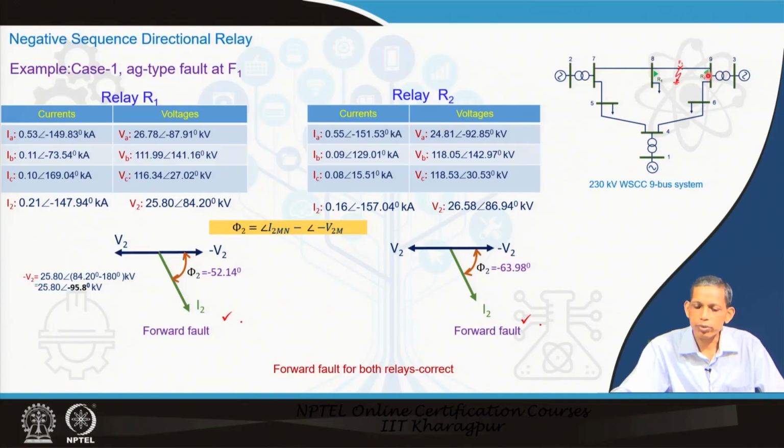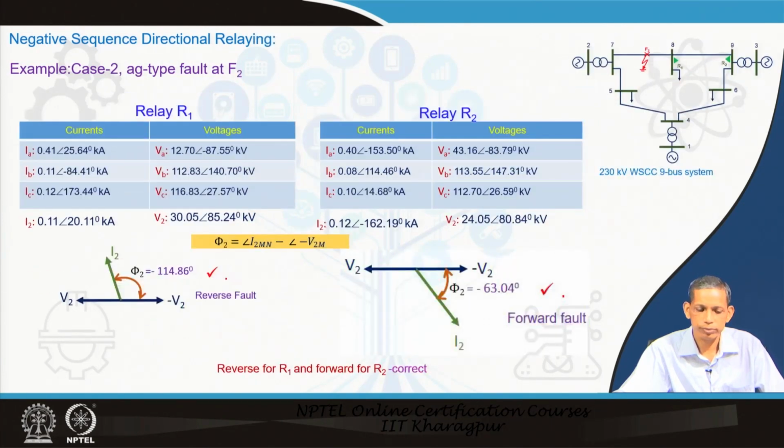Similarly, using this R2 data current set, we got the negative sequence current at the relay. Similarly, for the voltage set we get the negative sequence voltage. This negative sequence voltage has to be negated again like what you did for this minus 180 degree case, and then we compute the corresponding phi 2 based on this I2 and minus of V2 angle, and we got the corresponding phi 2 to be minus 63.98 degree, and this negative angle means forward fault. So, for R2 also this is a forward fault, which is correct. So, both relays see the fault in the forward direction. This is correctly identified by both relays.